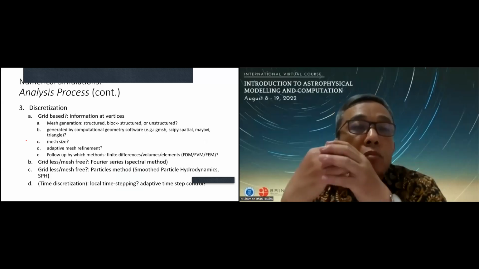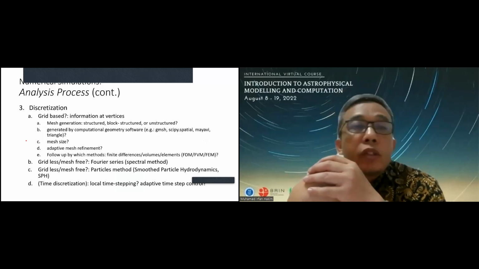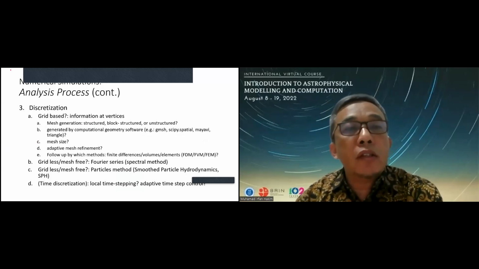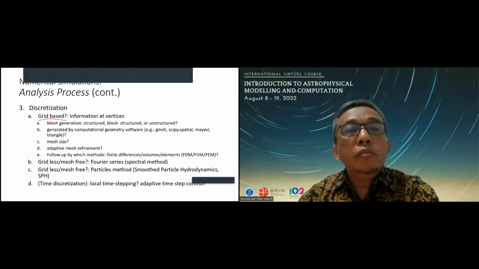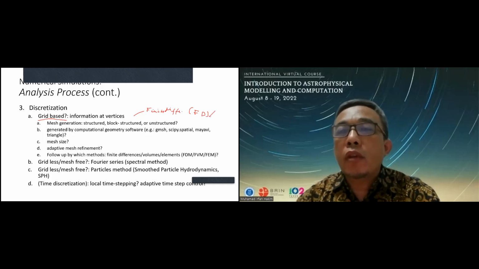This is our main discussion today. It is about discretization. So we would like to discuss grid-based methods. We would like to talk about finite difference, for short, I write this FD or FDM.